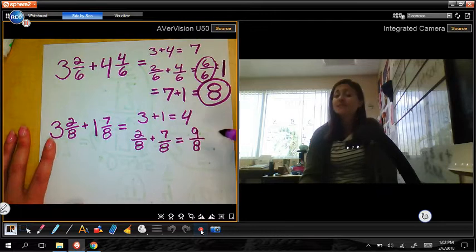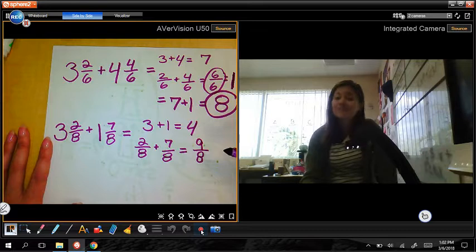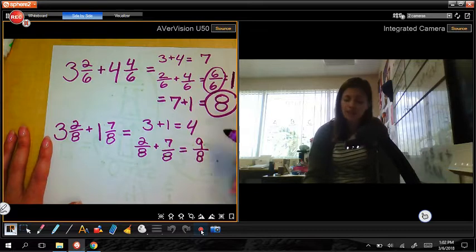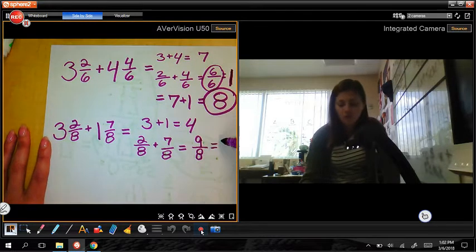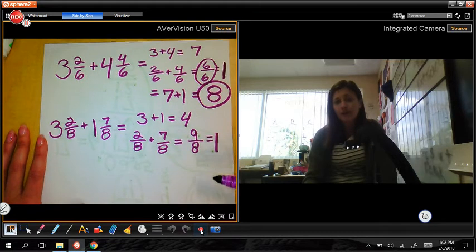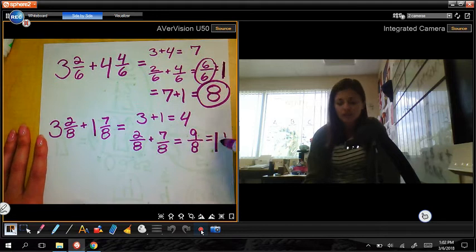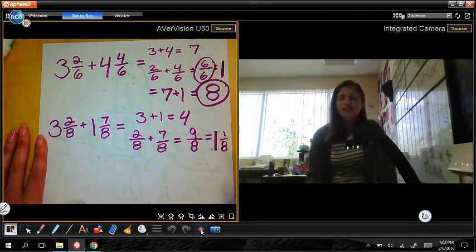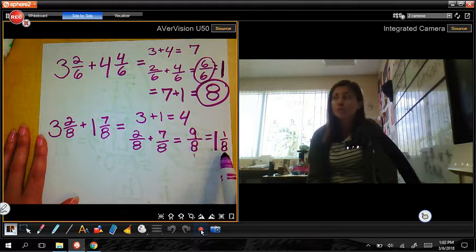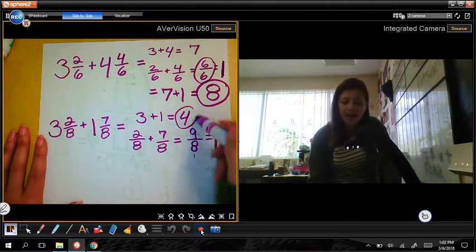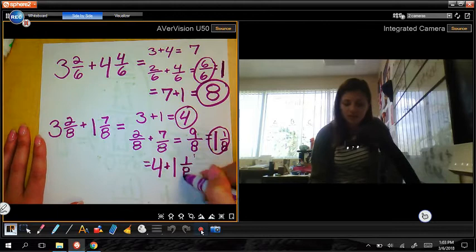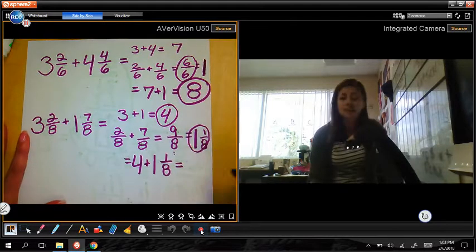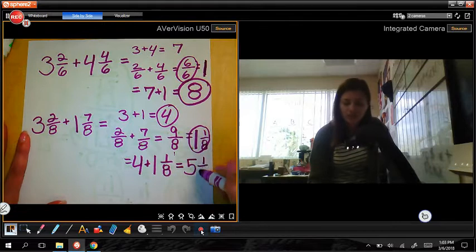But wait, is 9 over 8 an improper fraction? It is. That means I can make one whole out of this. So I want to remove the one whole to see how many I have left over. So I know 8 can go into 9 one time to create a fraction of 8 over 8. And then what I will have left over is 1/8. Does everyone understand how I changed 9 over 8 into 1 and 1/8 just by converting it to a mixed number? Good. So now I'm going to add my two individual answers. So I'm going to do 4 plus 1 and 1/8. And so my final answer is going to be 5 and 1/8.